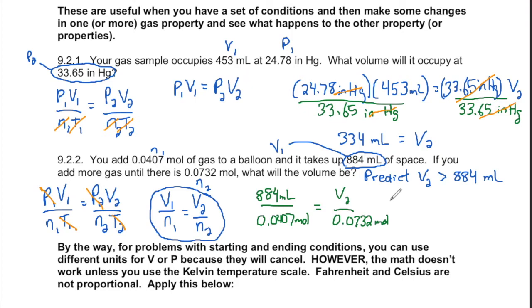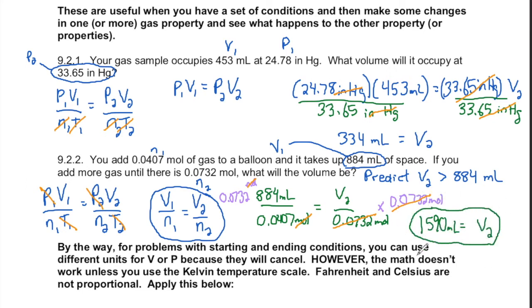To get V2 alone, we're going to go ahead and multiply both sides by 0.0732 moles. So that is going to get V2 alone on this side. On this side, the moles are going to cancel, and we'll be left with milliliters. Again, that's a good unit for volume. And I end up with 1,590 milliliters as V2. This is in fact larger than 884 milliliters, so that is definitely a good sign.